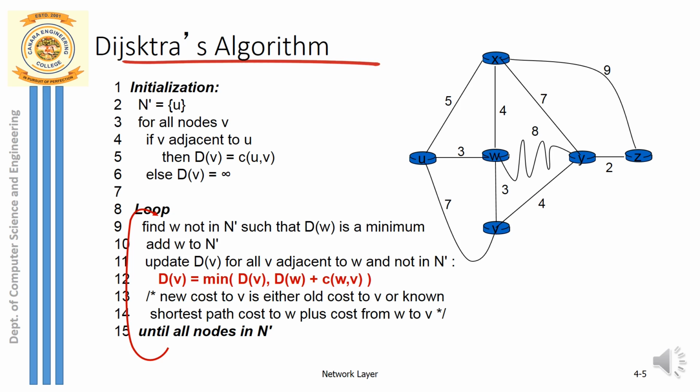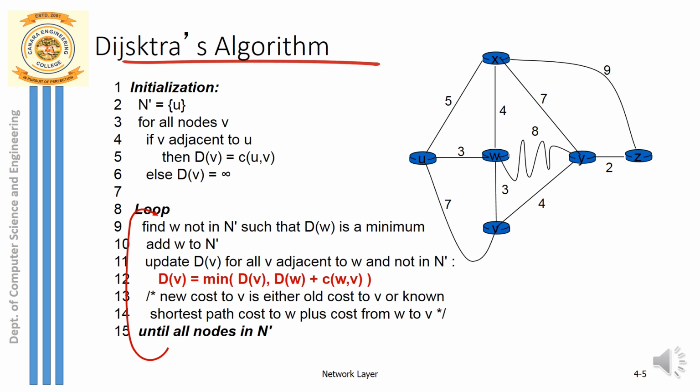So initialization is, first the set of nodes N' will have only the source node in the list, that is u. Let's take u as the source node. Now for all the other nodes v, so maybe it is x, w, v, y, and z, we need to initialize the cost. So first, the adjacent nodes, the neighboring nodes of node u, that is x, w and v only. These are the three neighboring adjacent nodes. You have to initialize the cost.